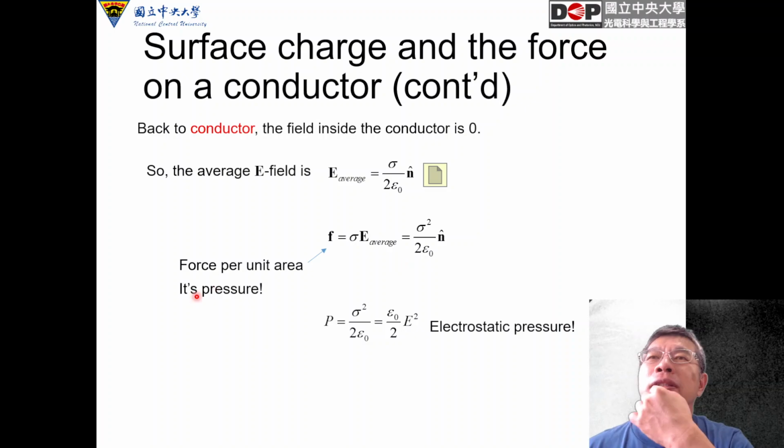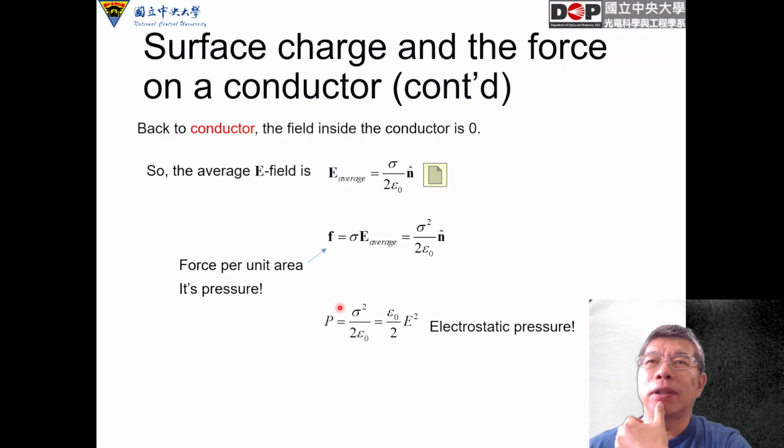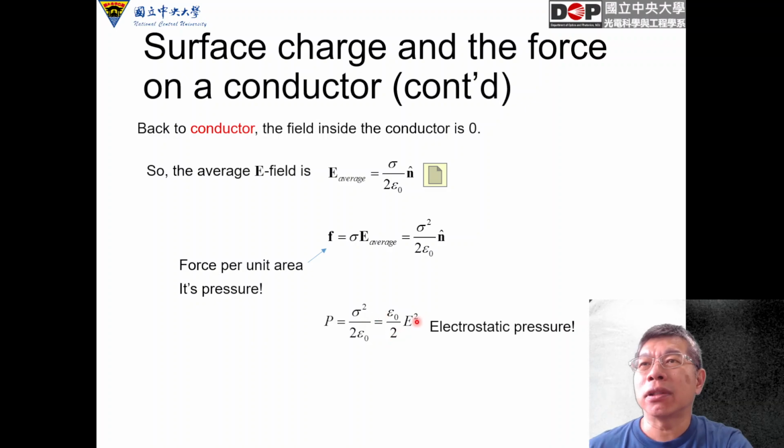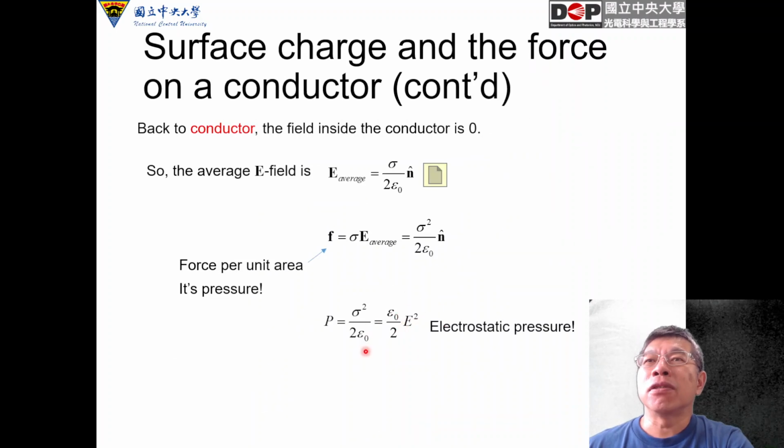Interestingly, this force per unit area is by definition pressure. Pressure is the force per unit area. So here we actually have the electrostatic pressure. If you just rearrange it, it is proportional to the electric field squared, with some constant, as we know before. You will see this is quite interesting. Later on we will talk about it.